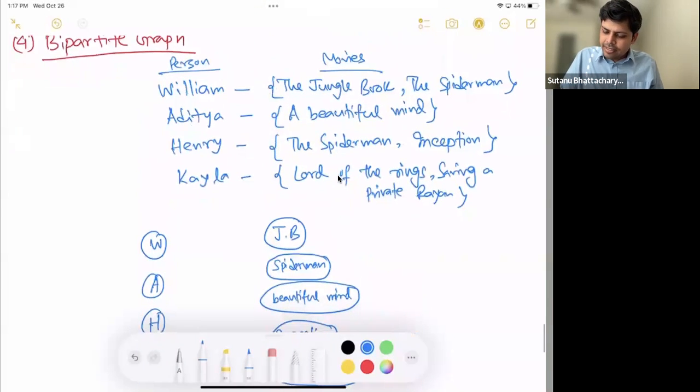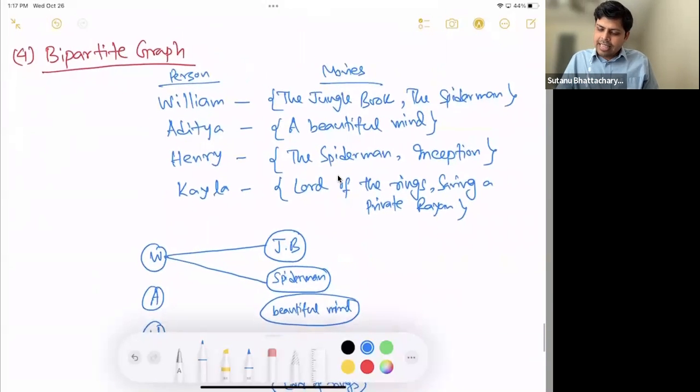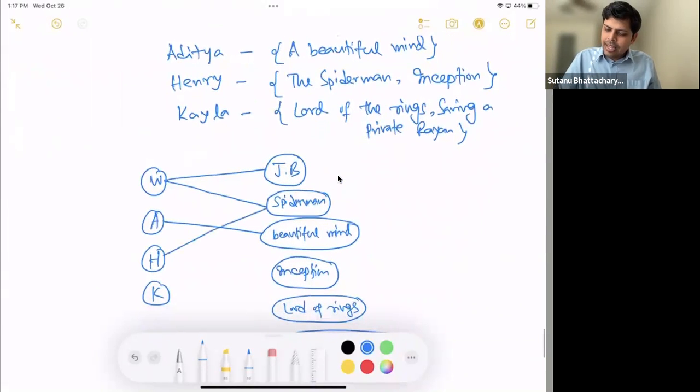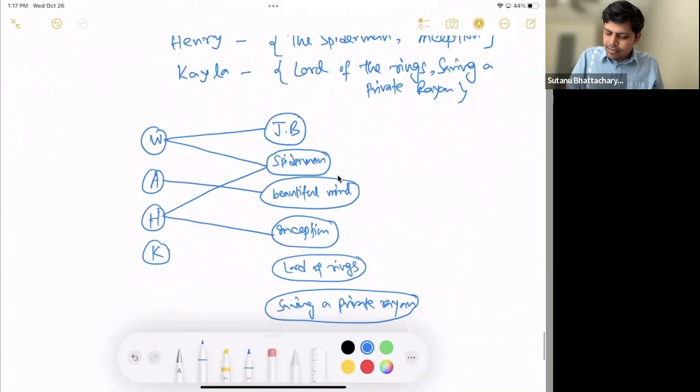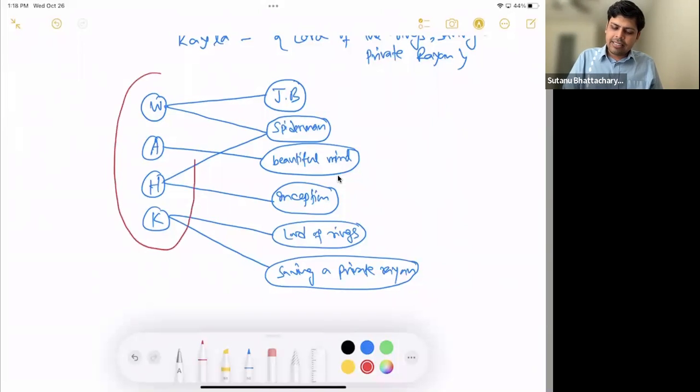So William likes Jungle Book. William also likes Spider-Man. Where is Spider-Man? Yeah. Aditya likes A Beautiful Mind. Henry likes Spider-Man. Henry also likes Inception. Kyla likes Lord of the Rings and also likes Saving Private Ryan. So this is one graph, you may think. So in this graph, the vertices are William, Aditya, Henry. These are vertices. Also, these movie names are also vertices.